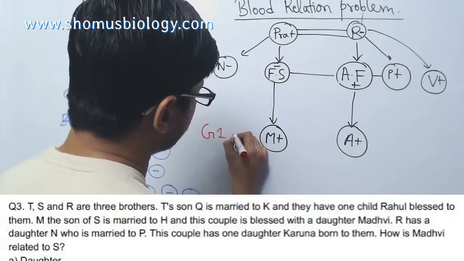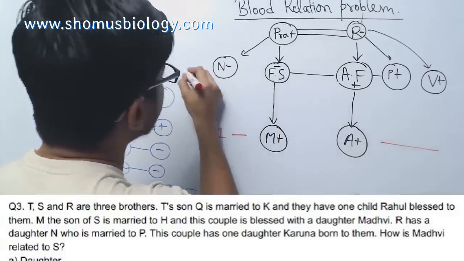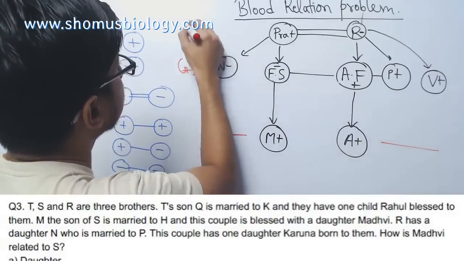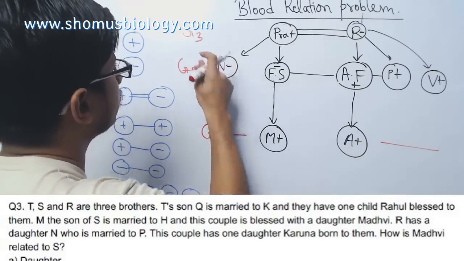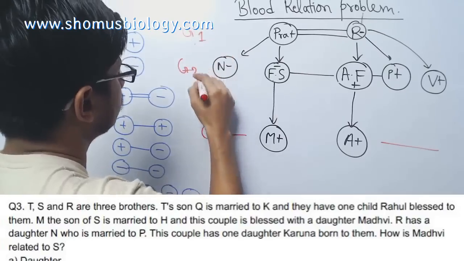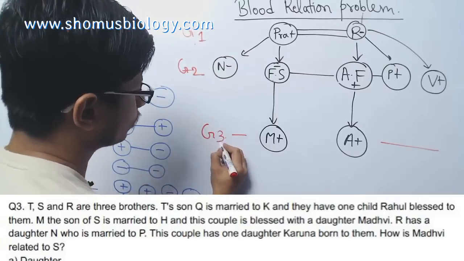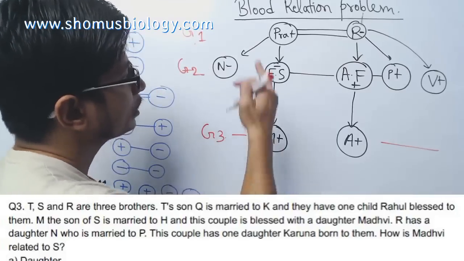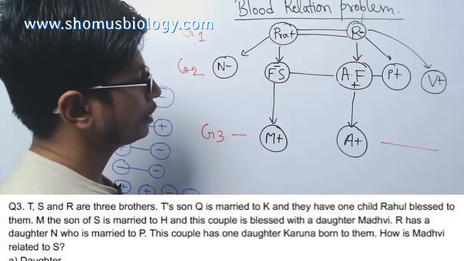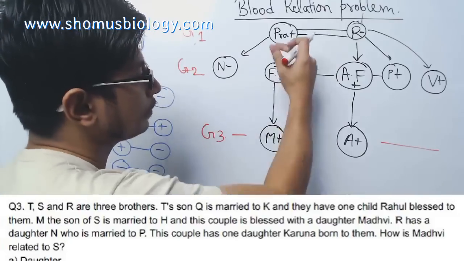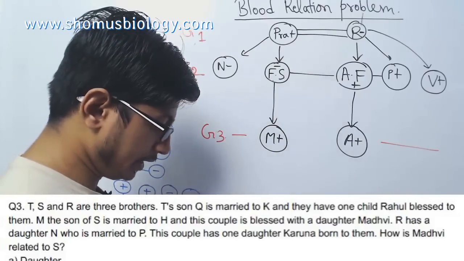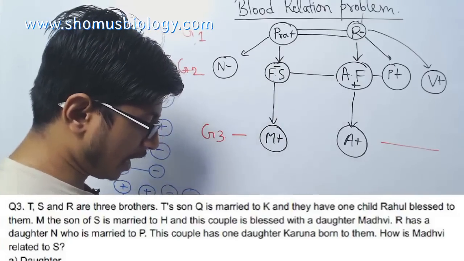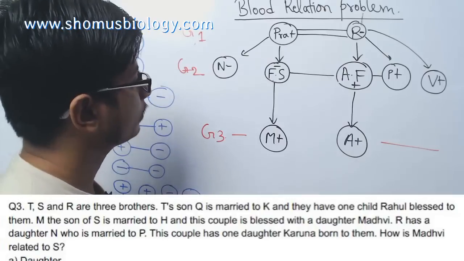This is generation 1, this is generation 2, and this is the bottom, generation number 3. 3 different generations are there. So then how do we find out how the relationship will be? Now the question is, how is the wife of Vikas related to Neela?